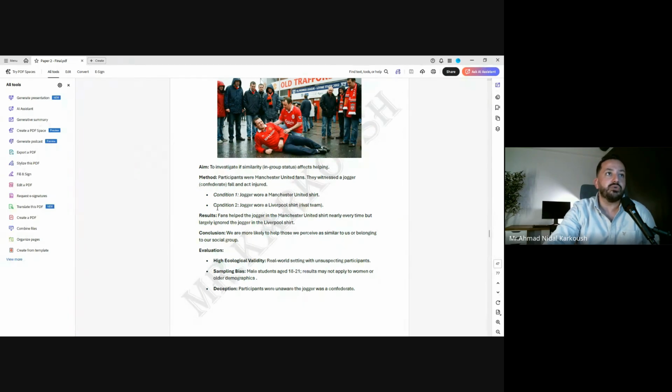The jogger, condition 2, the jogger wore a Liverpool shirt. And the method was participants were Man United fans and they witnessed a jogger fall and act injured. Technically speaking, this has high ecological validity because it was in a real world setting. Unsuspecting participants, it wasn't in a lab, okay? So that's the whole thing. Was it in a lab or was it not?